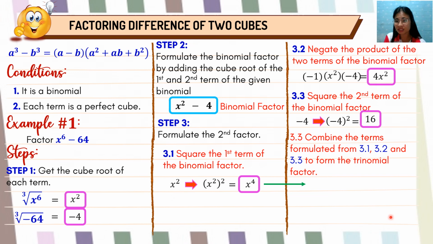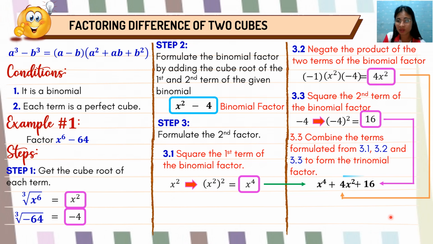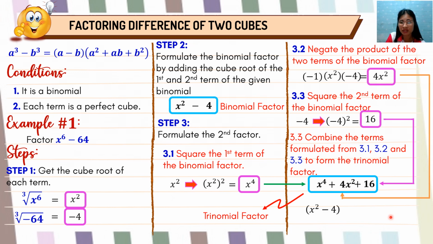Combining each term, we now have: the first is x to the fourth, next is plus 4x squared, next is positive 16. So this is now our trinomial factor. So the factor of x to the sixth minus 64 is the quantity x squared minus 4 times the quantity x to the fourth plus 4x squared plus 16.